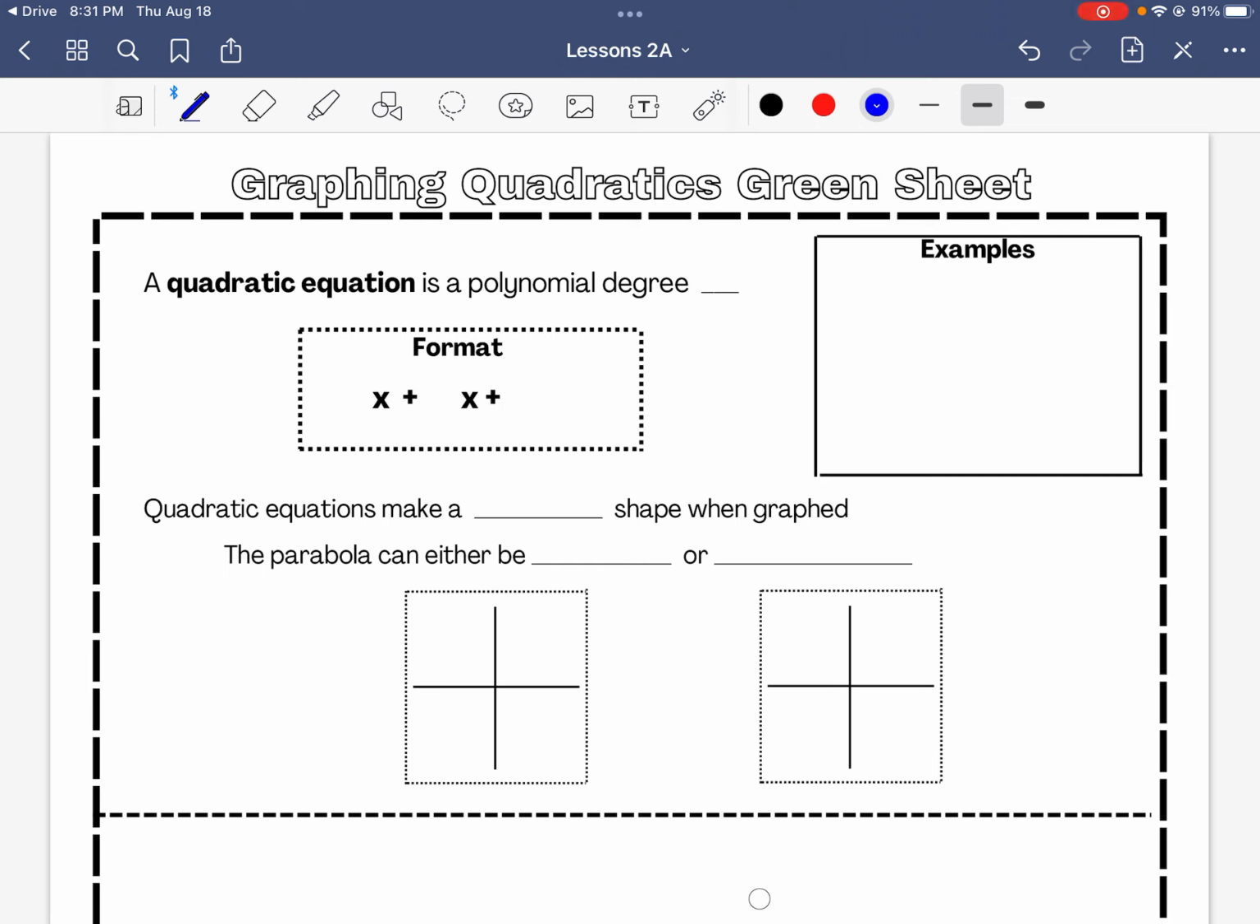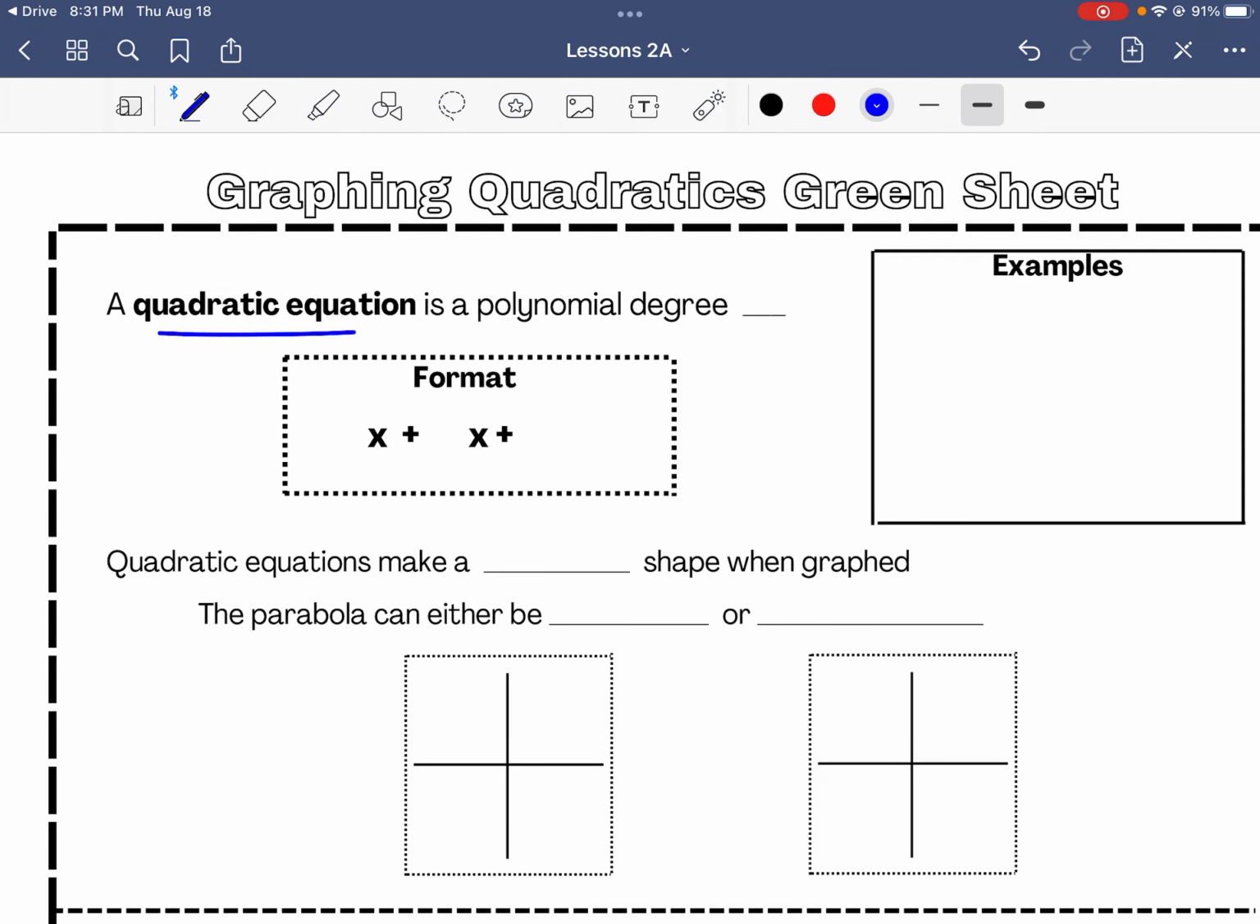For Day 1 you're just going to need the green sheet, so go ahead and have this in front of you. Obviously usually the green sheet is green, but on my iPad it comes up as white so you can easily see the notes. So what is a quadratic equation anyways? It sounds very intricate and mathematician smart. But in reality, a quadratic equation is a polynomial of degree 2.